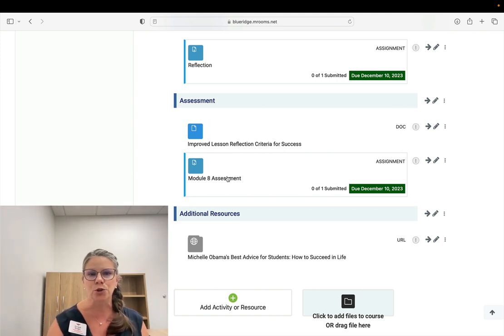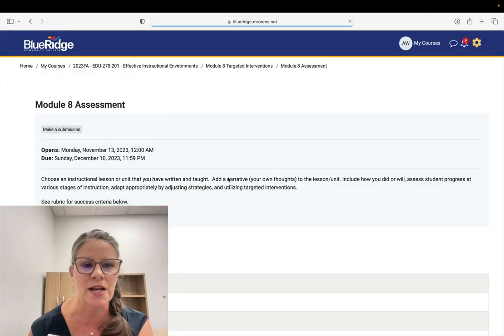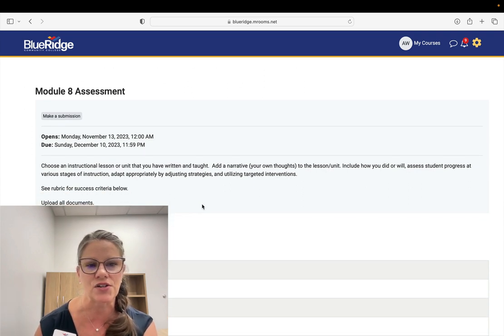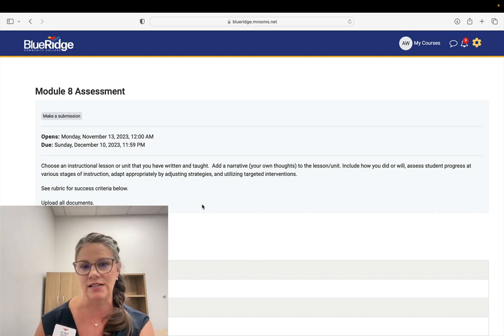So you have a rubric for your assessment, as you always do. Again, you're going to choose an instructional lesson or unit that you have already taught. You're going to add a narrative to that. You're going to add your thoughts as you reflect. How well did you do? How well did you assess student progress? How did you adapt by adjusting strategies? And then finally, if needed, how did you utilize targeted interventions?